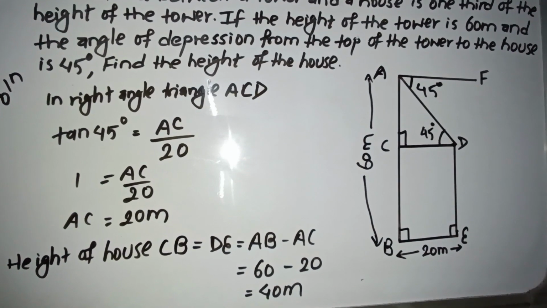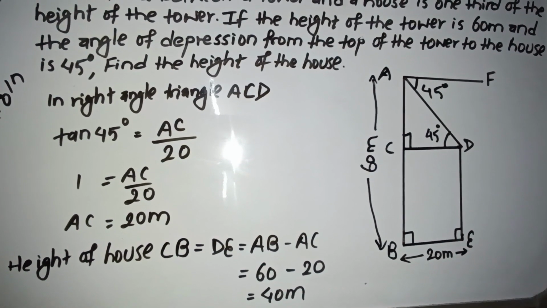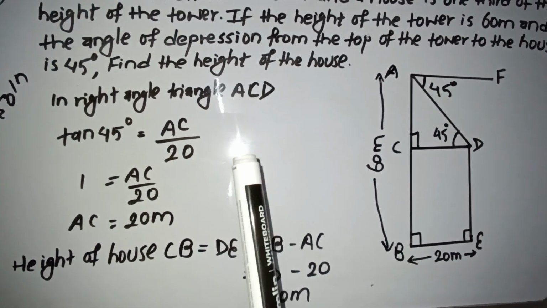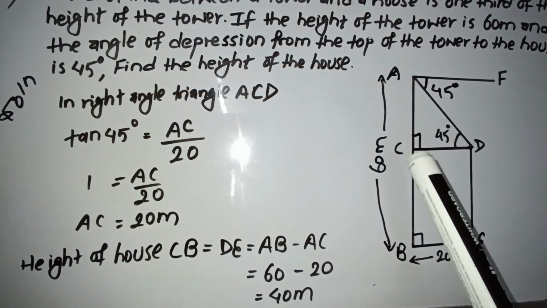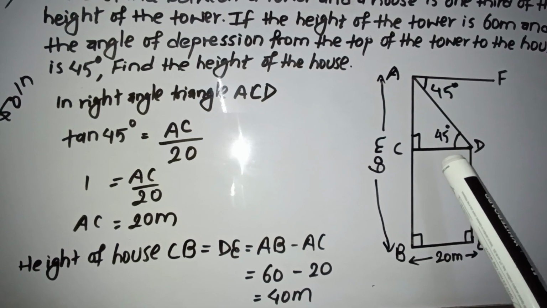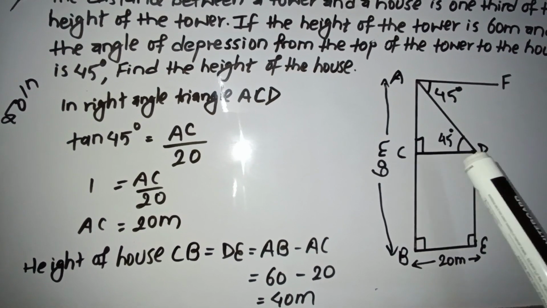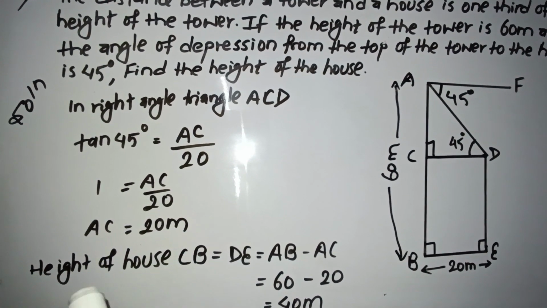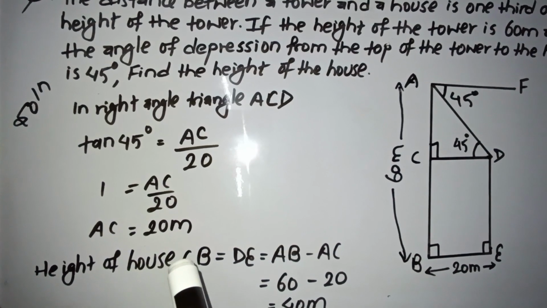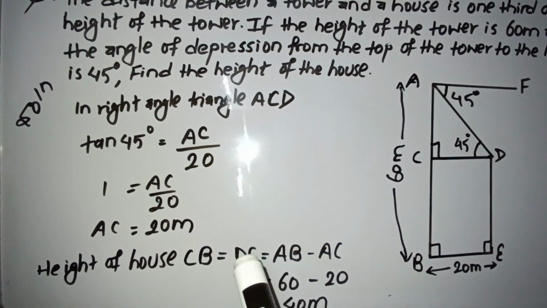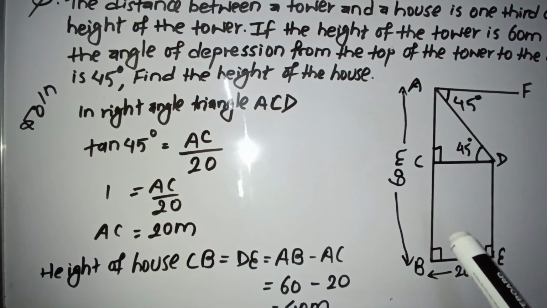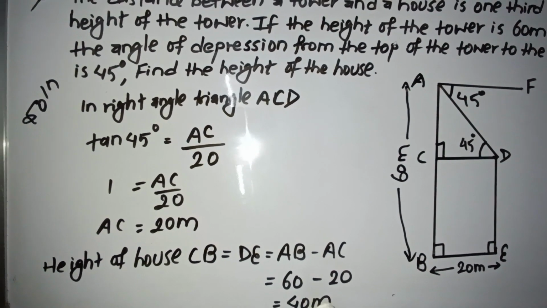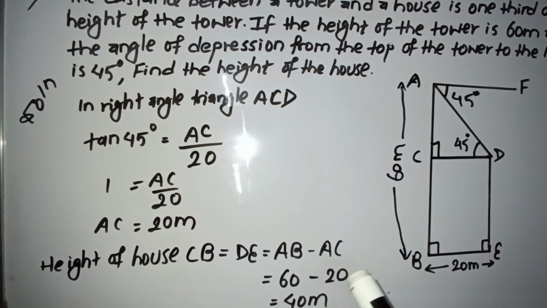In right angle triangle ACD, tan 45 degree is equal to AC upon 20. This AC is the perpendicular and this CD is the base, where the value of CD is equal to 20 meter. Then AC is equal to 20 meter. Now the height of the house CB is equal to DE is equal to AB minus AC. That is 60 minus 20 is equal to 40 meter, which is the height of the house.